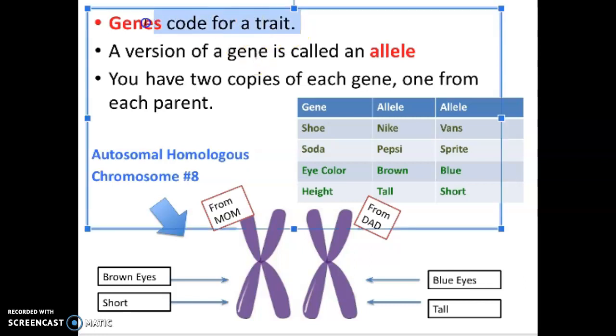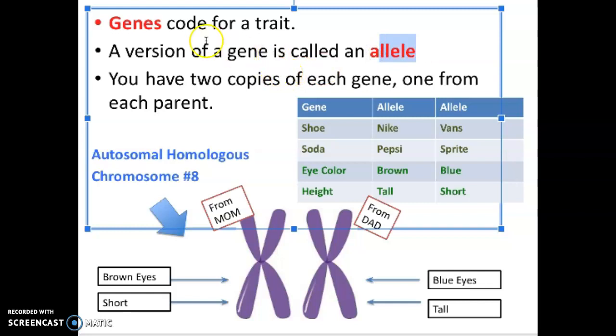So they could code for eye color, they could code for height, they could code for pigmentation, skin tone, whether you're susceptible to diabetes, how healthy you will be. It could basically code for anything. However, in genetics, we do have specific versions of genes, and these versions are called alleles.